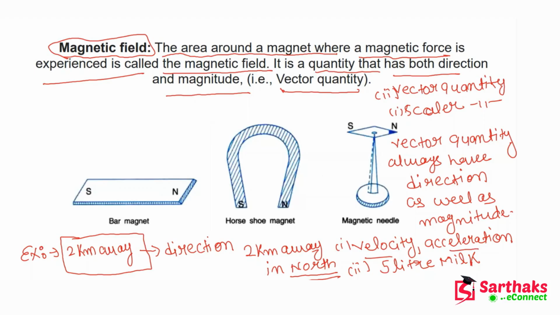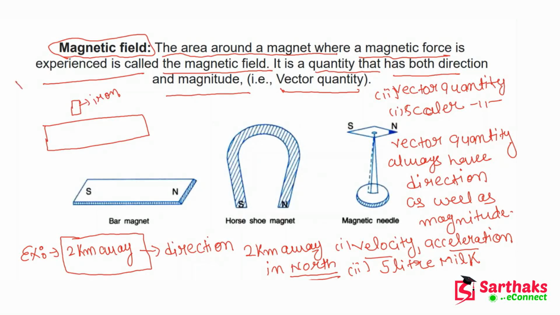So guys, after having information about vector quantities, we also have to understand that the magnetic field is also a vector quantity. And what is a magnetic field? A magnetic field is basically the area where you can feel a magnetic force. Suppose this is your magnet. If you place an object here, and it is made up of iron, it will experience a force.